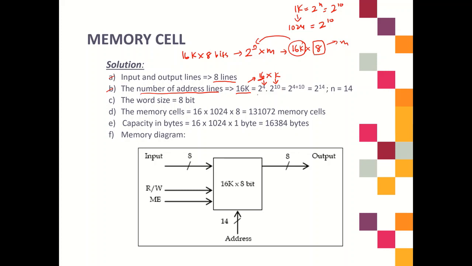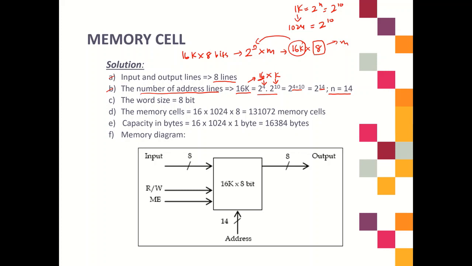Based on this, you know that when the values are multiplied, you need to add the power values. So in this case, 2 power of 4 plus 10, you will get 14. So your n value is equal to 14. This is one method for finding the value of your n.